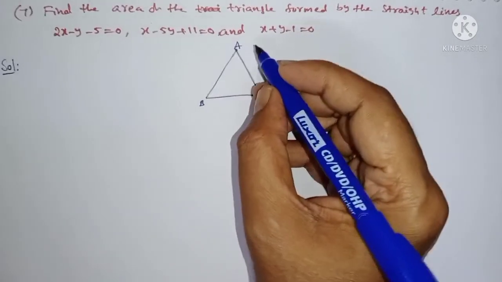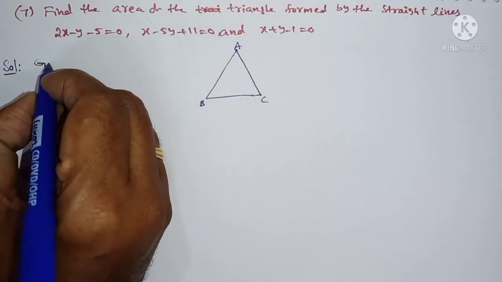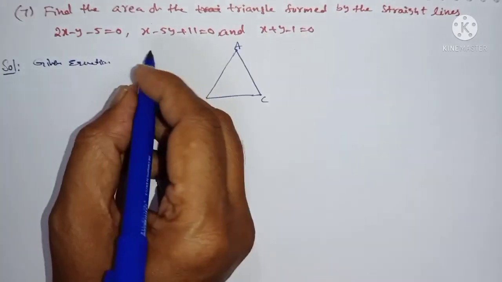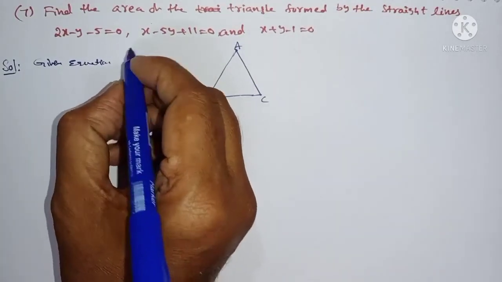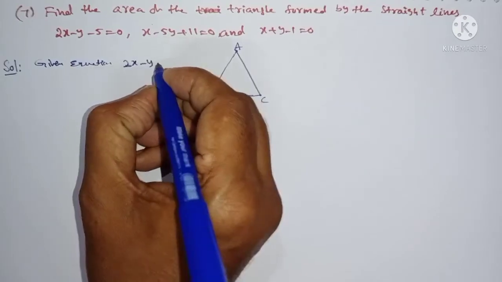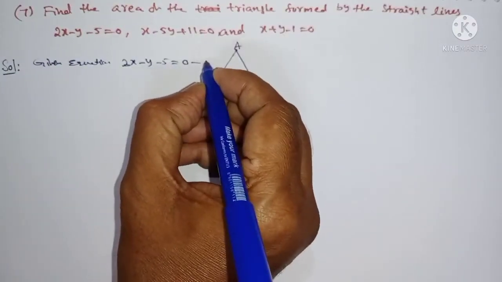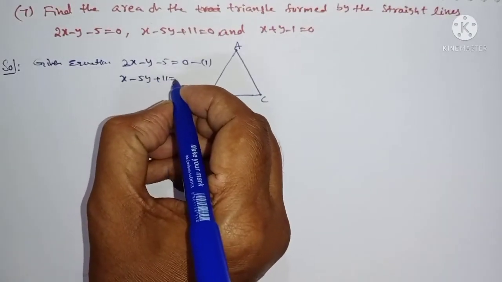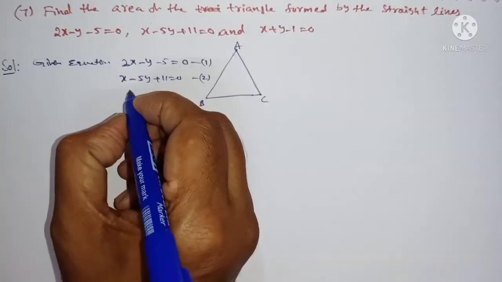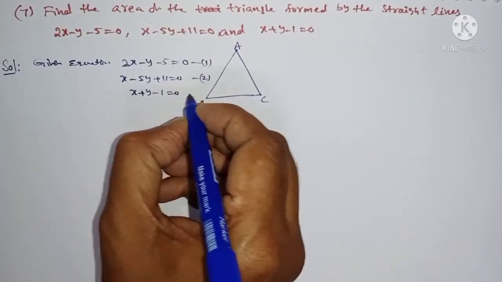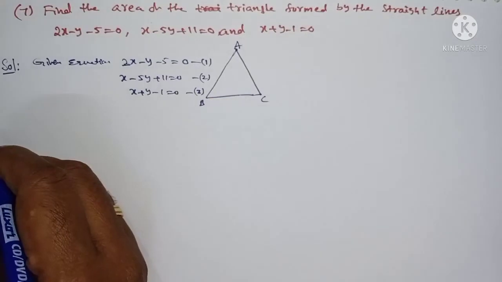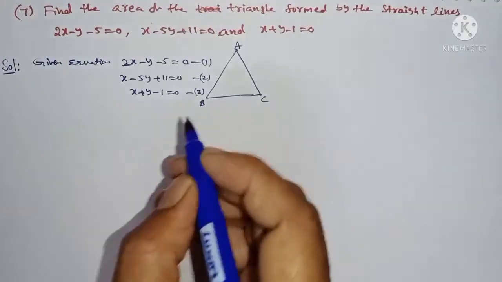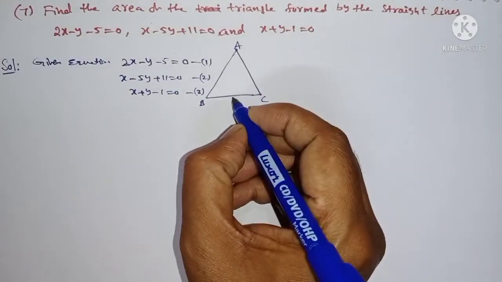First you can write the given equations. 2x minus 5y minus 5 is equal to 0. This is equation number 1. x minus 5y plus 11 is equal to 0. This is the second equation. And x plus y minus 1 is equal to 0. This is called the third equation. You can solve 1 and 2, 2 and 3, and 1 and 3 to get the 3 points.